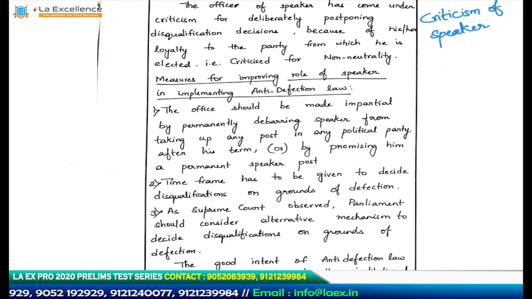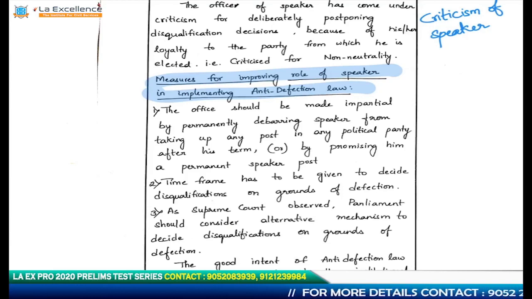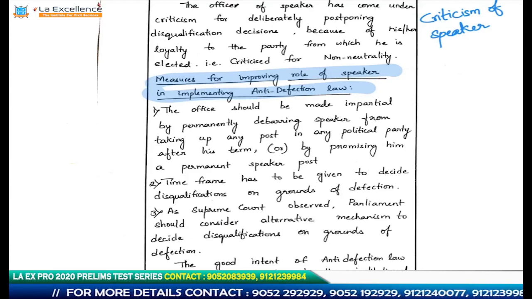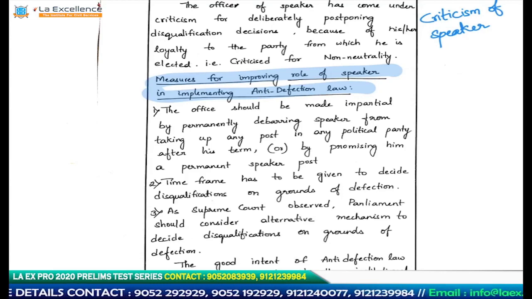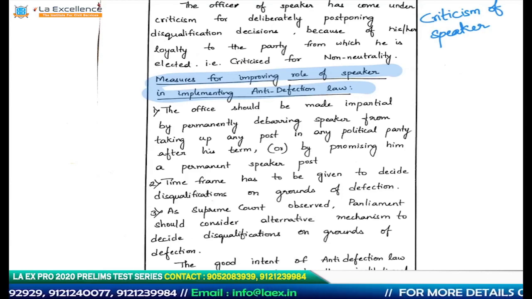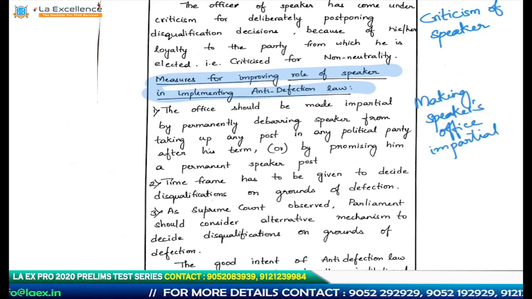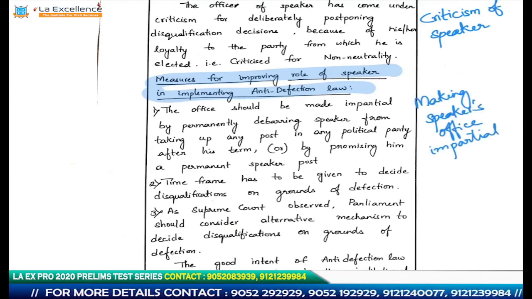Okay, so next he goes on writing measures for improving the role of Speaker in implementing anti-defection law. So here he is trying to address the second part of the question. Let us see what he writes. The office should be made impartial by permanently debarring the Speaker from taking up any post in any political party after his term, or by promising him a permanent Speaker post. Okay, so here he is trying to suggest measures to make the Speaker's post impartial and neutral.